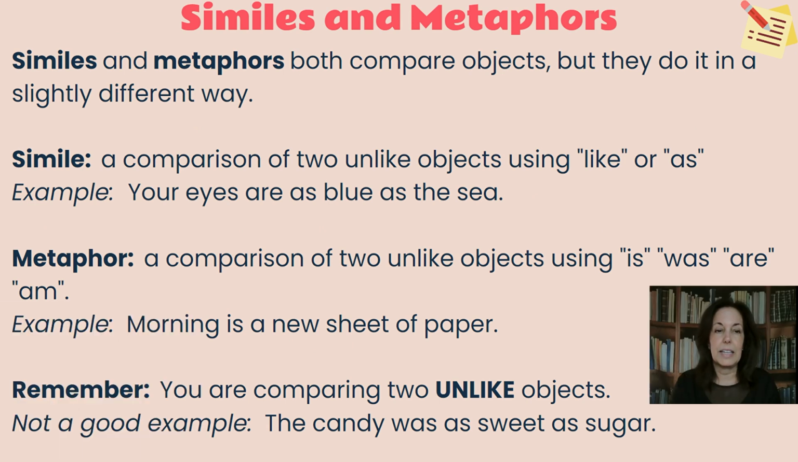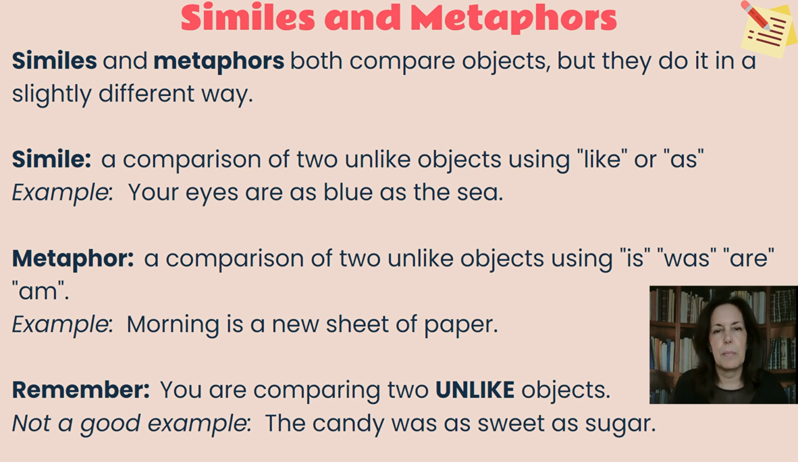Let's talk about similes and metaphors. Similes and metaphors both compare objects, but they do it in a slightly different way. A simile is a comparison of two unlike objects using like or as. For example, your eyes are as blue as the sea. A metaphor is a comparison of two unlike objects, but it does not use like or as. It uses is, was, are, and am. For example, morning is a new sheet of paper.